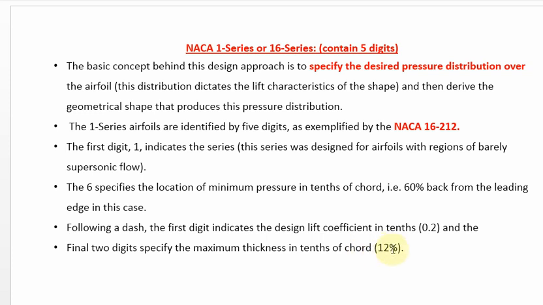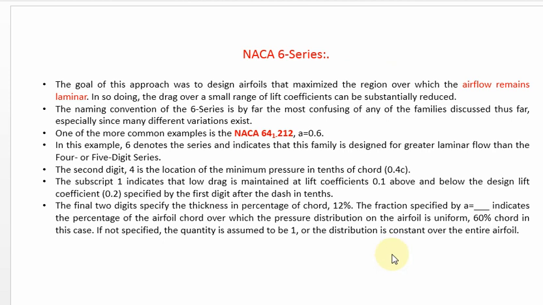Again the same, the position of maximum thickness will be 30%. If it changes, it will be mentioned in the numbering system. The another one, NACA 6 series. The main goal of these approaches was to design aerofoils that maximize the region over which the airflow remains laminar.